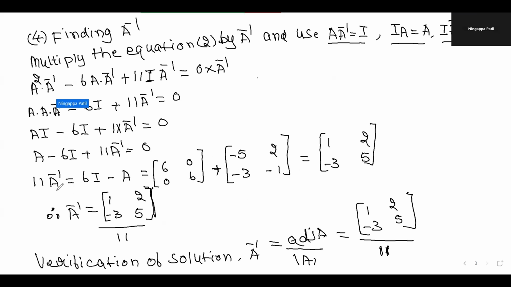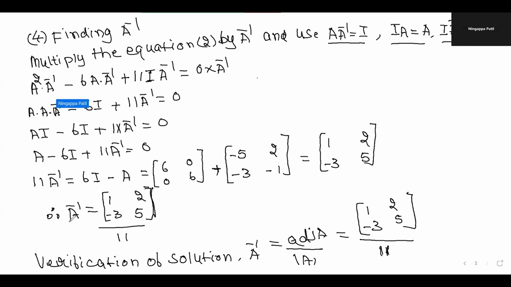Then look here, I am interested in this, which is equal to L1 A inverse, but I want A inverse. Transfer this L1 to the other side. A inverse equals 1, 2, minus 3, 5 divided by L1. This is the inverse, A inverse, I am getting.